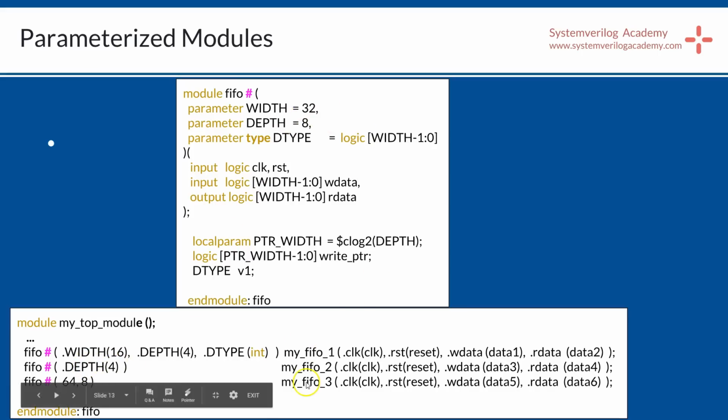The third instance named FIFO3 lists values for the first 2 parameters. In this instance, width will be of value 64, depth will be of value 8, and dType will be of type logic [63:0].